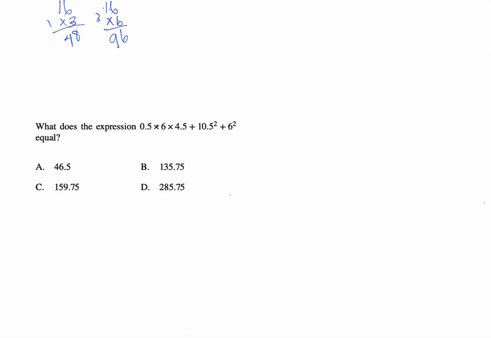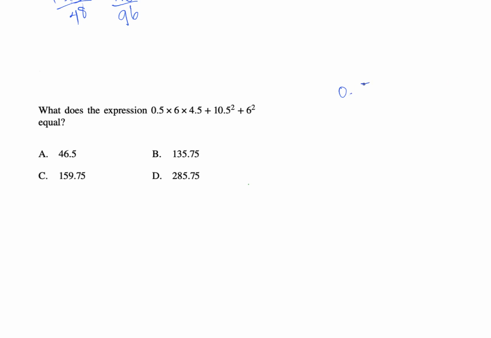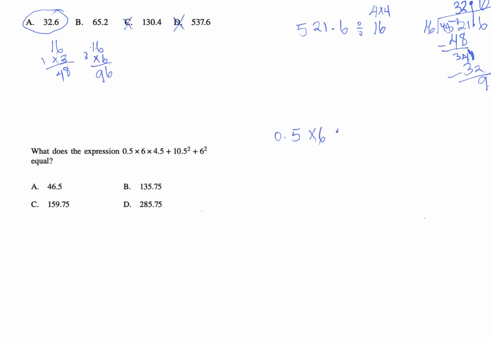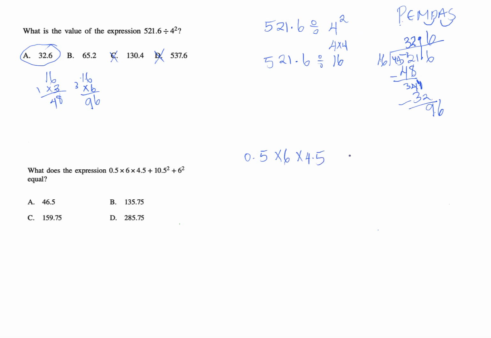What is the value of the expression? So we have 0.5 times 6 times 4.5 plus 10.5 squared plus 6 squared. So I have multiplication, addition, and then I see exponents. So we know exponents are first. Now 10.5 squared, we're going to have to multiply that. So notice here I'm multiplying decimals. When you're multiplying decimals, forget their decimals. So I'm thinking of this as 105 times 105.